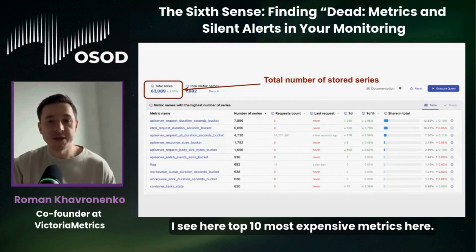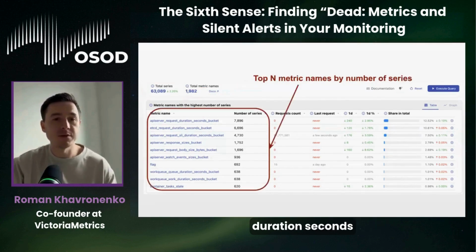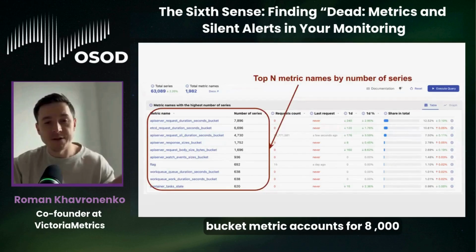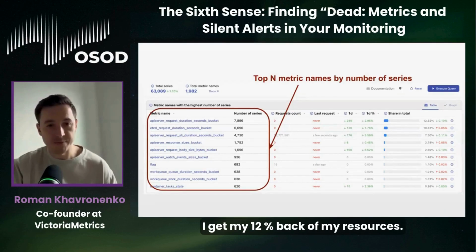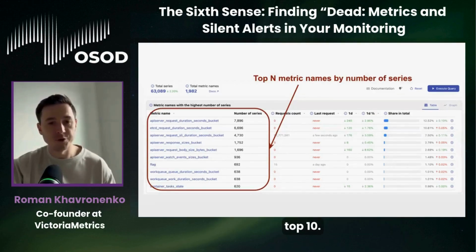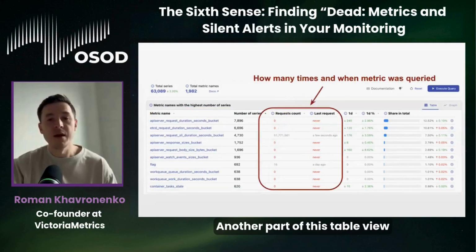I see here the top 10 most expensive metrics. And for example, I see that the API server request duration seconds bucket metric accounts for 8,000 unique time series. So it's my most expensive metric so far in this database. It accounts for 12% of all the load. If I drop it, I get my 12% of resources back. So it's important to go for the top 10 metrics first when making such decisions.